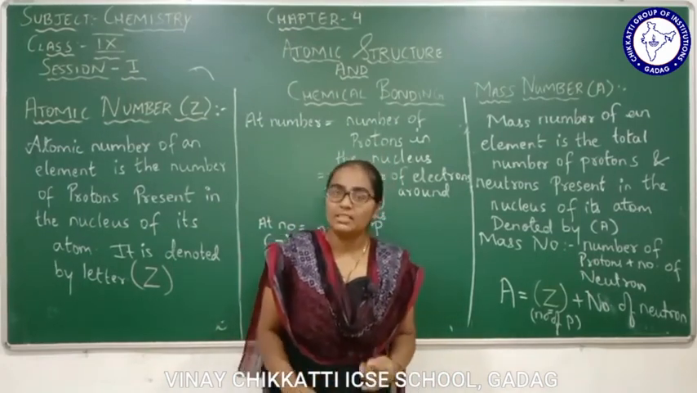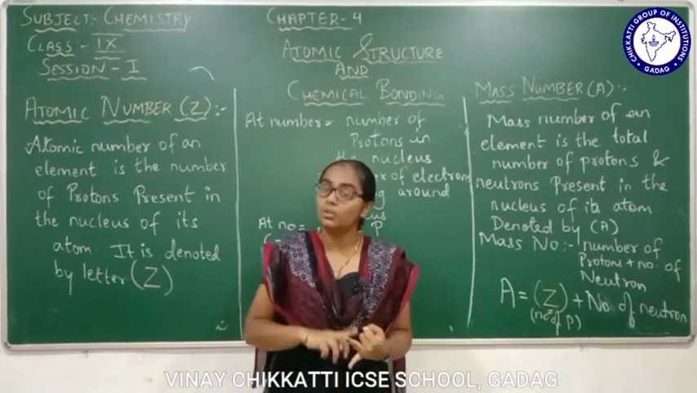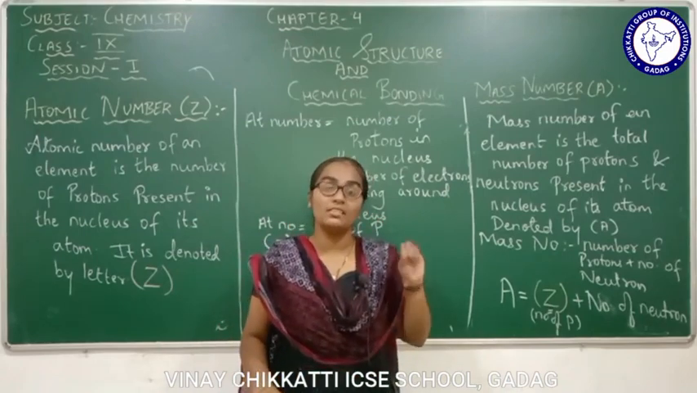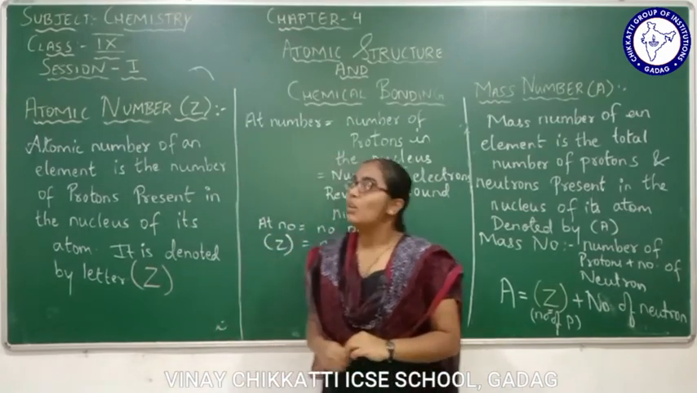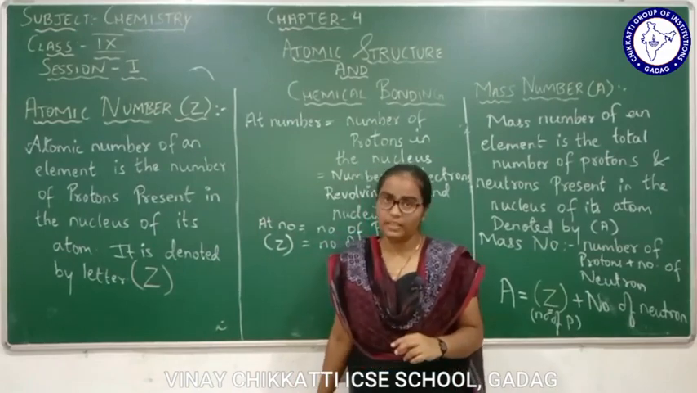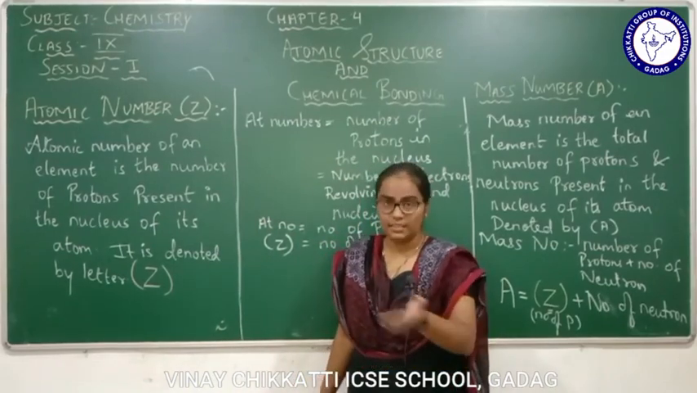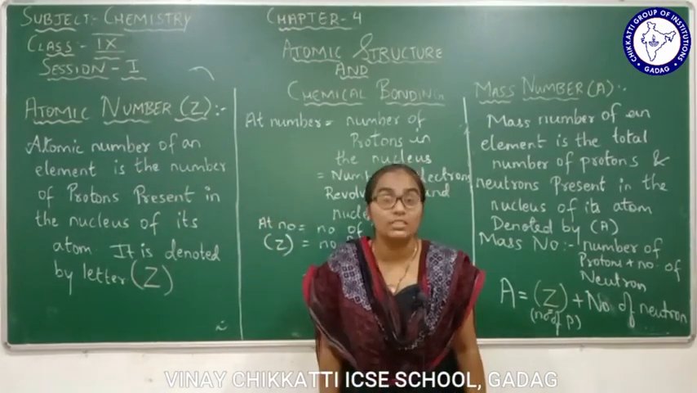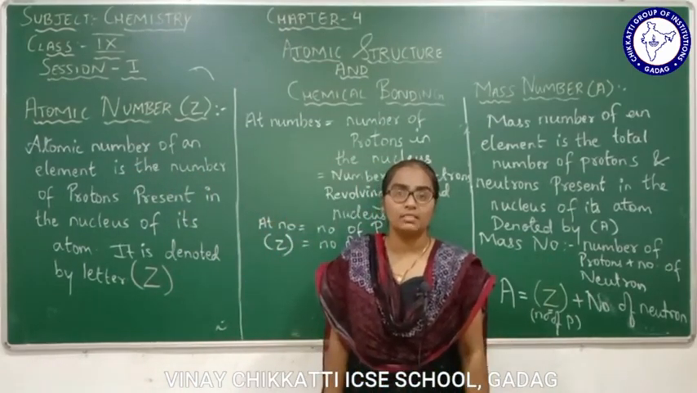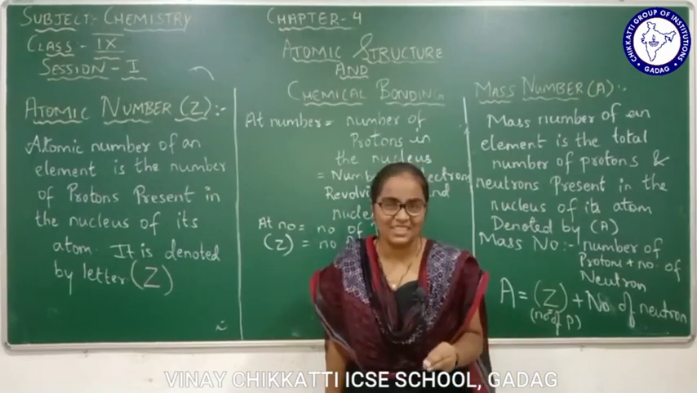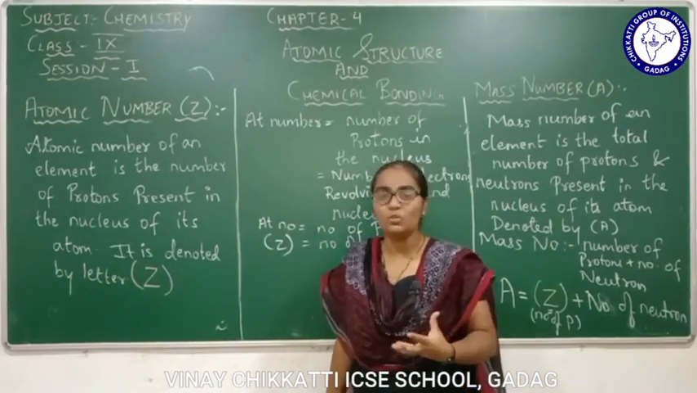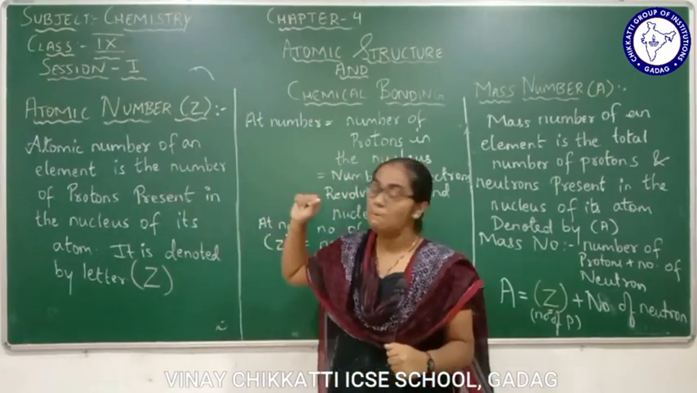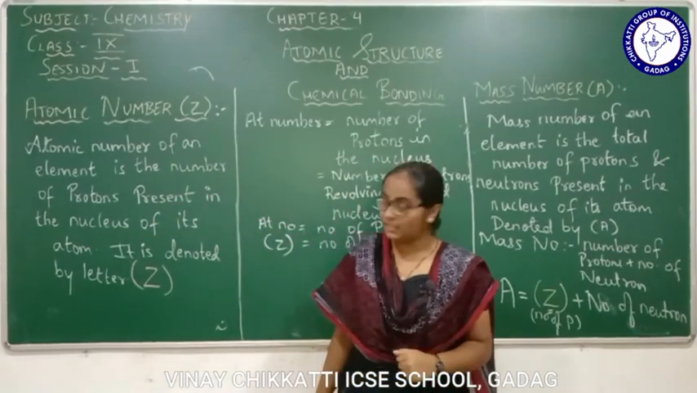Earlier we studied the subatomic particles and the location and structure of an atom. Now we need to understand these two important topics in more depth. What is the atomic number, and what is its symbol? The atomic number of an element is the number of protons. Where is the proton present? The proton is present inside the nucleus, the heavy mass body. So the atomic number of an element is the number of protons present in the nucleus of its atom.